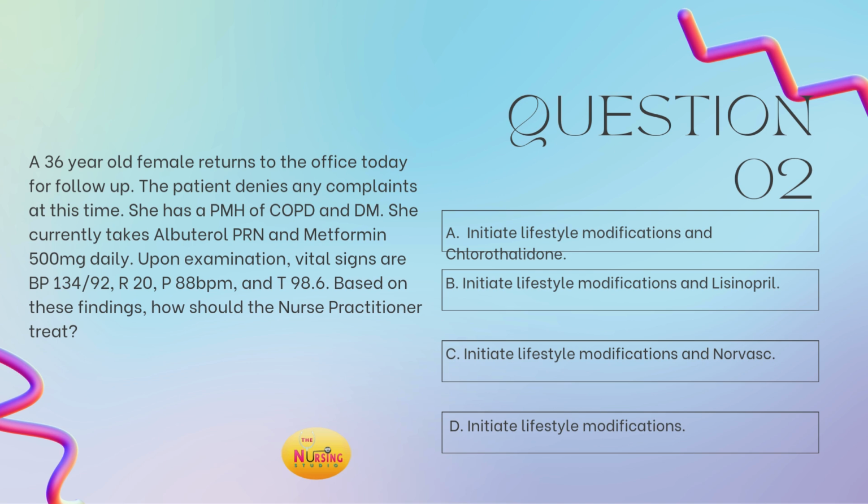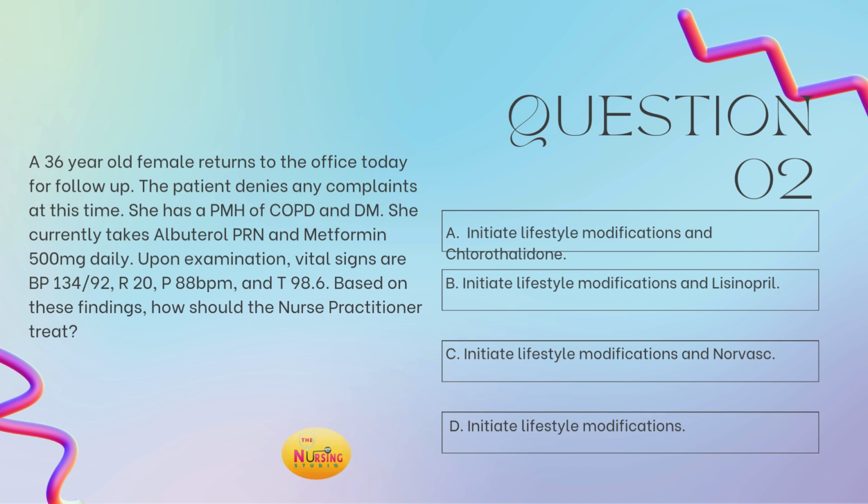All right, so the stem of the question here states, based on these findings, how should the nurse practitioner treat? Remember, I tell y'all, if they're asking for a treatment, you need to run it back, see if they provided you with a diagnosis, and if they have not, take it a step further and look at the assessment findings. So here, not so much of a diagnosis. Let's see what's going on.